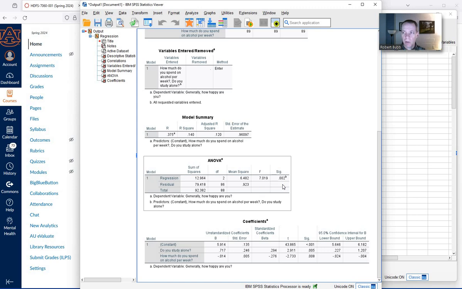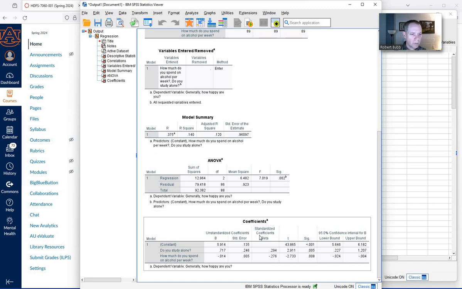That p-value, that probability value, is less than what we would generally use as an alpha of 0.05. And so it does look like overall that this model is significant. If the overall model is significant, then we can look at the individual predictors, just like we would with a post hoc test for ANOVA, and go down to the coefficients to see which predictor or predictors significantly predict, in this case, happiness for our particular students.